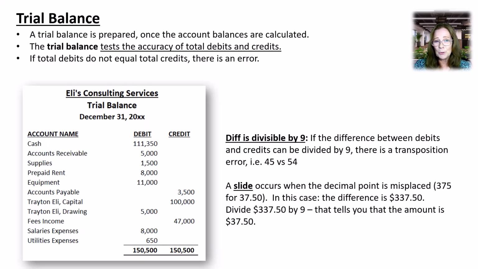That is why after the trial balance has been prepared, we double check that the total debits equal the total credits. For our trial balance here, the total debits of $150,500 equal the total credits of $150,500, and that confirms that all transactions are in balance. So don't forget that important step. Double check that your debits equal your credits.